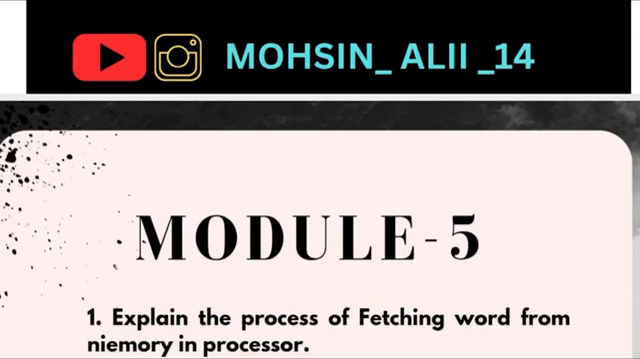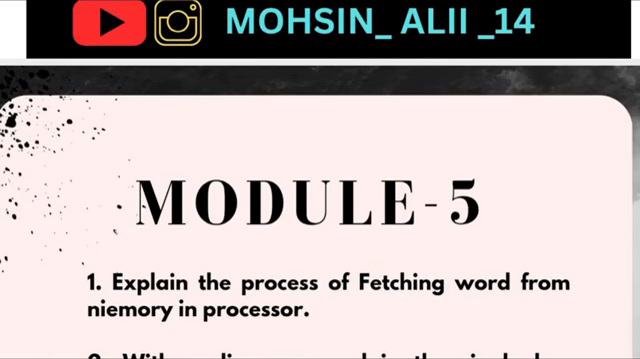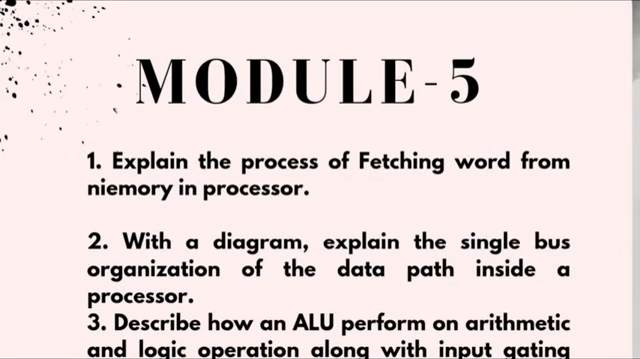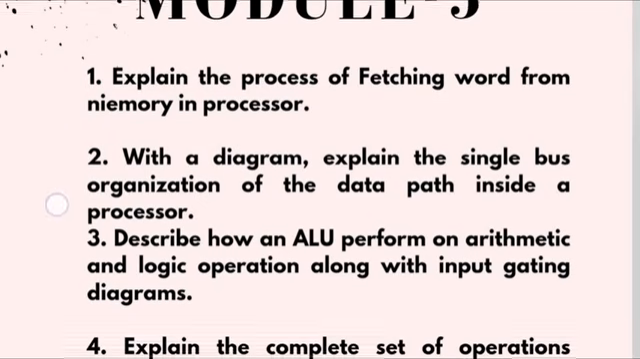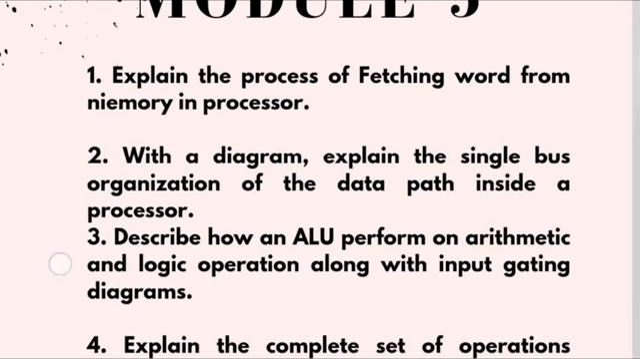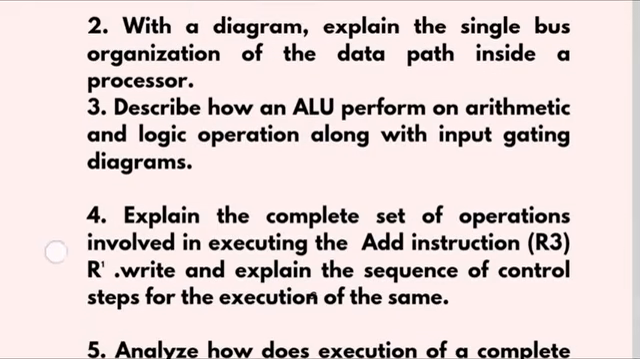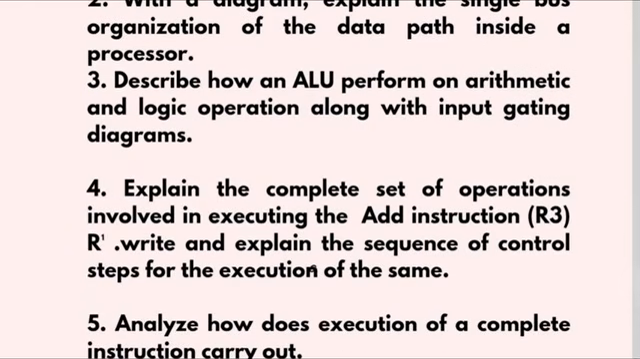Explain the process of fetching a word from memory in a processor. With a diagram, explain the single bus organization of the data path inside a processor, and describe how an ALU performs arithmetic and logic operations along with input gating diagrams. Next, the fourth question is a super important one. Most of the times VTU has repeated this. Explain the complete set of operations involved in executing the add instruction R3 R1, and explain the sequence of control steps for the execution of the same.